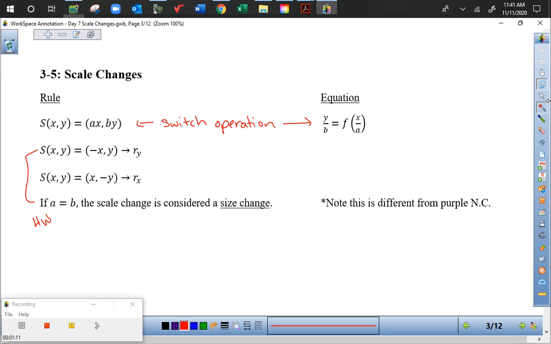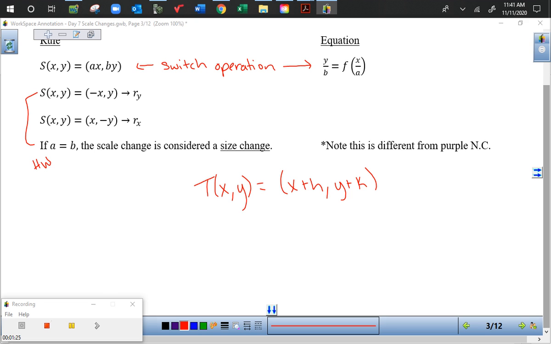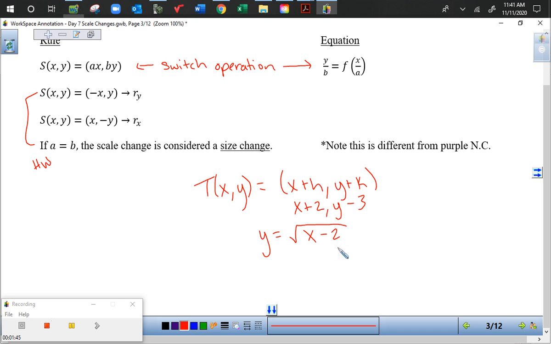All right, I want to talk a little bit about how this works, dealing with the translation that you already know. The rule for a translation was x plus h and y plus k, and that related to our purple note card parent function equation a little bit differently. So I'm going to use the example x plus 2, and then let's do y minus 3. If I use the parent function, the square root of x, if I see an x plus 2 in the rule, I would see an x minus 2 in the equation. Then this minus 3 really means going down 3, so I still want to say minus 3 for the equation.